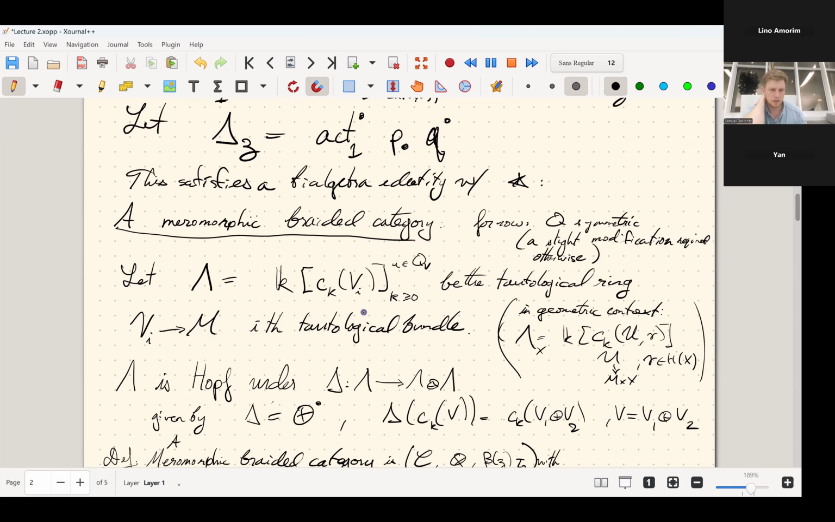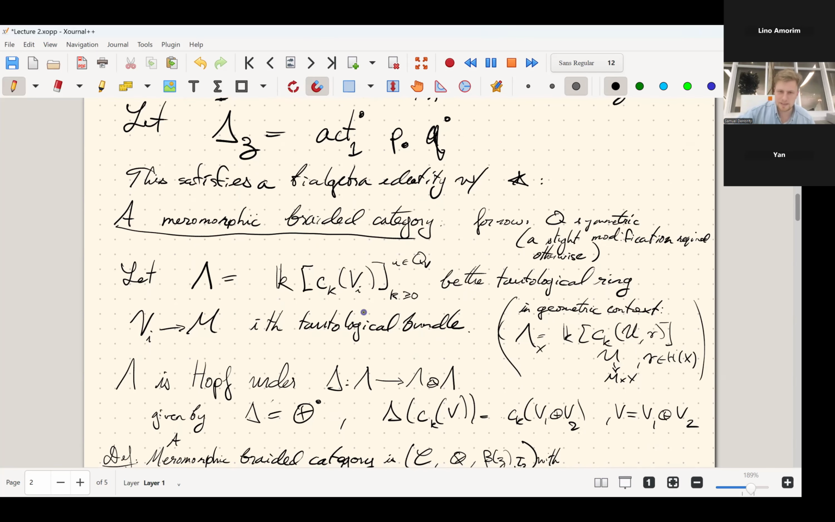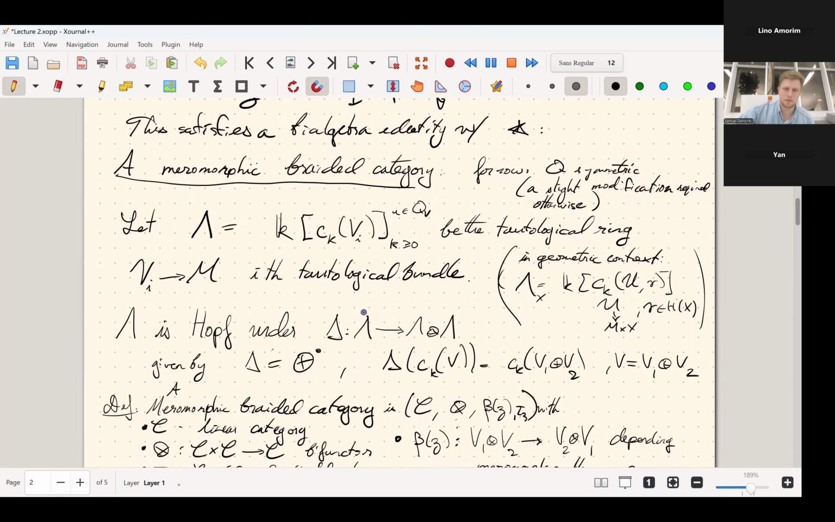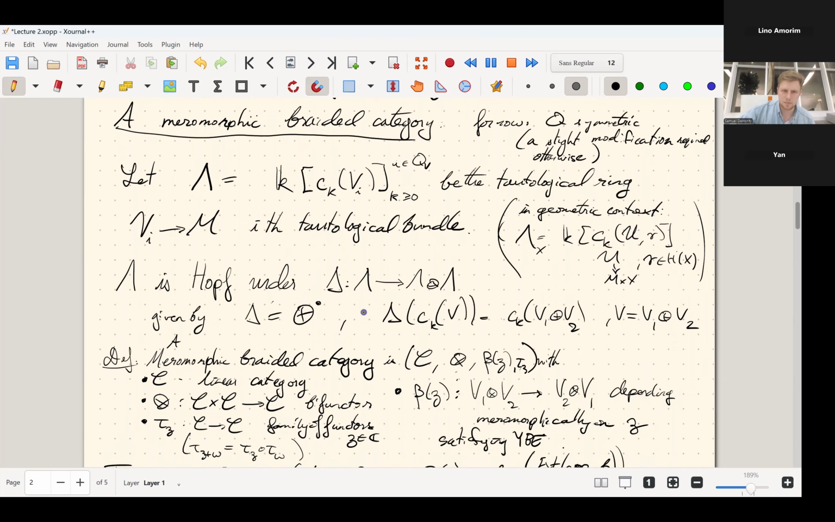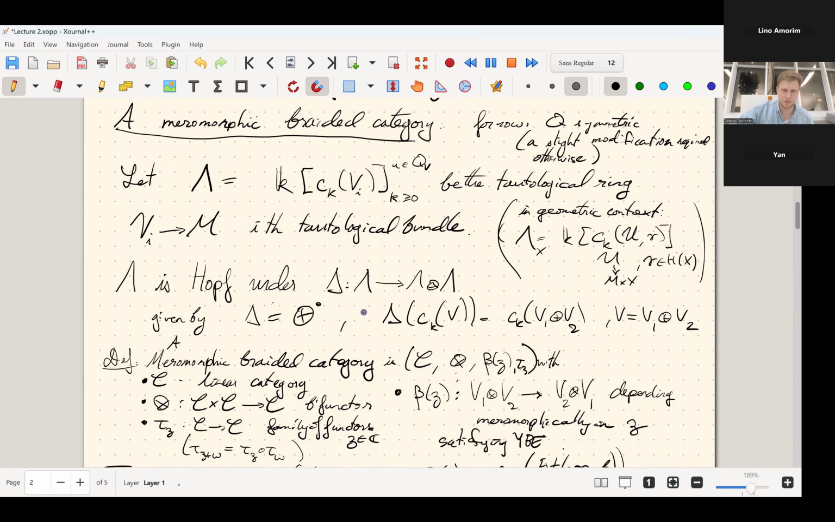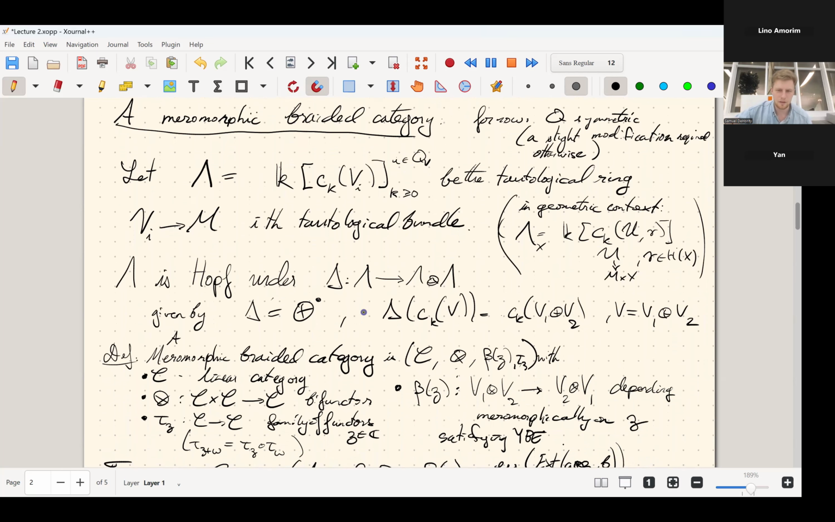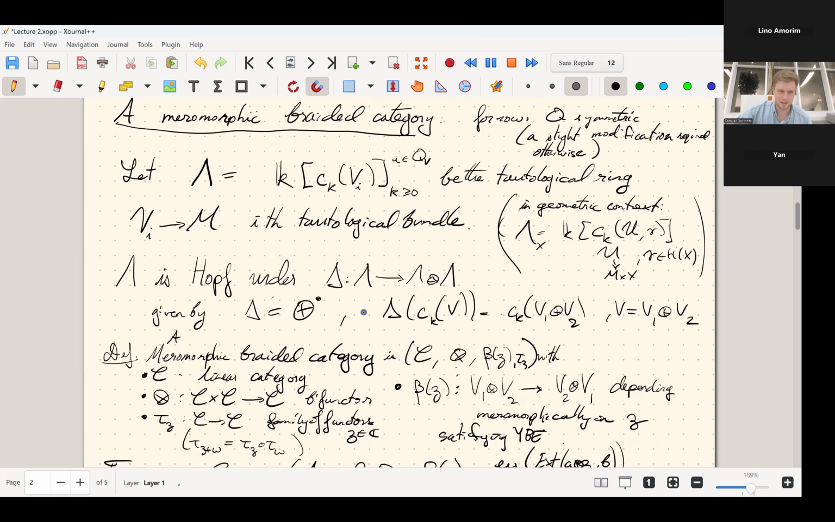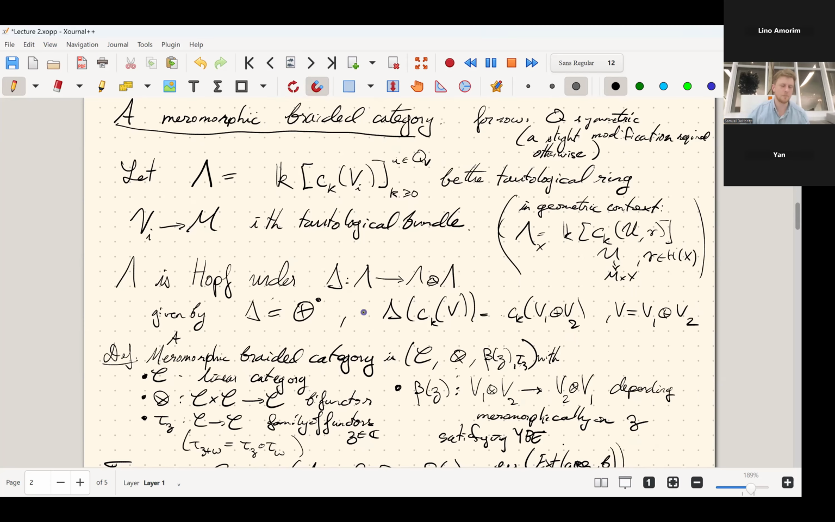So let's construct a certain meromorphic braided monoidal category. This is easiest to state when our quiver is symmetric. I can explain the appropriate modification when it's not symmetric that we ended up using in the paper. But morally, it's just the same sort of construction.